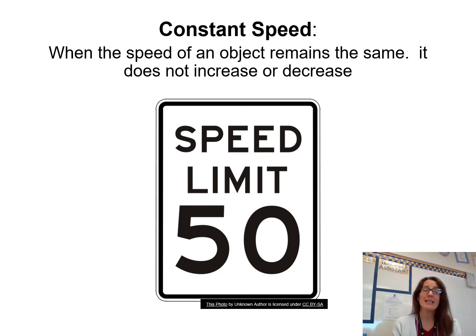So here we have constant speed. Constant speed is when the speed of an object remains the same. It doesn't increase or decrease. I always think of cruise control in a car. If your mom or dad has ever driven down the highway or really anywhere, and they use their cruise control button, all that does is hold the car at a constant speed. I use it all the time because if I don't, I have a tendency to drive a little bit too fast and I don't want to get a speeding ticket. So I always use the cruise control to keep me at a constant speed.